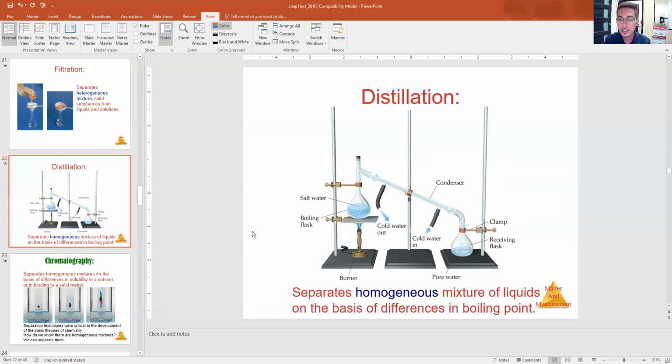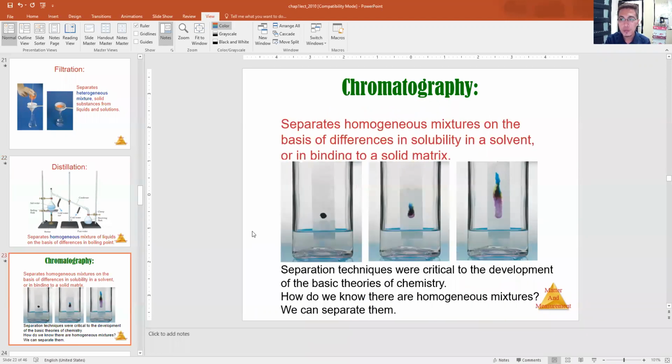So distillation, which uses boiling point, is what we use for the separation of essential oil. Okay, essential oil and water. The oil and water have different boiling points. The water will evaporate first, because its boiling point is lower compared to oil. So the oil remains. So that's distillation.